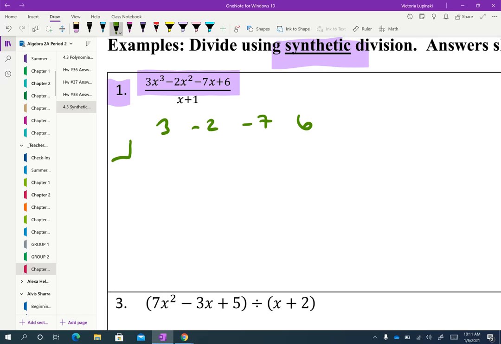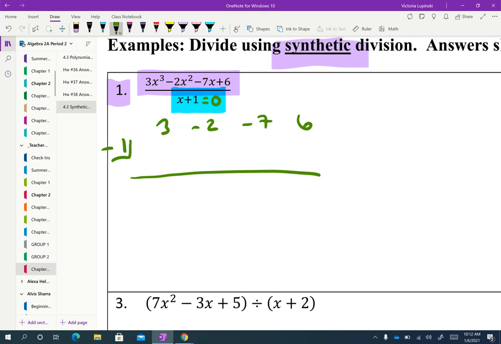Personally, I like to draw a little box, and then I like to draw a line. The next order of business is to determine what's going to go in that box. To determine what goes in that box, you're going to look at the divisor, in this case, the denominator, and you're going to take the opposite. If you don't like the idea of just saying the opposite, you would set it equal to 0 and then solve. But either way, negative 1 is going to be the number that you put in the box.